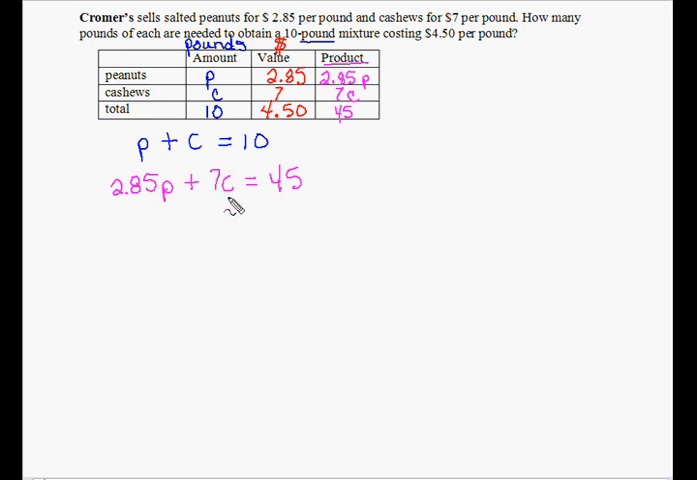So let's try and eliminate our C's. Our P has a large strange number in front of it. To get rid of the C's, all we need to do is multiply both sides of the first equation by -7.